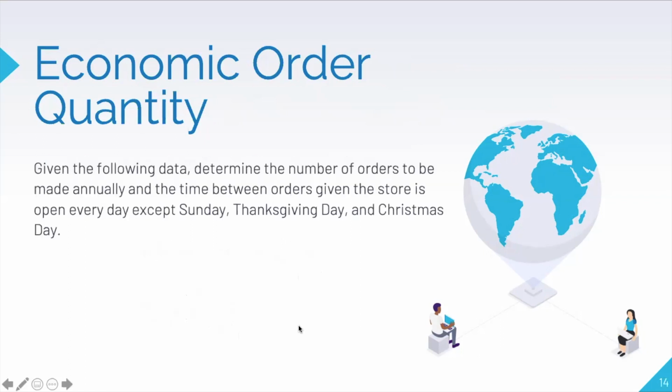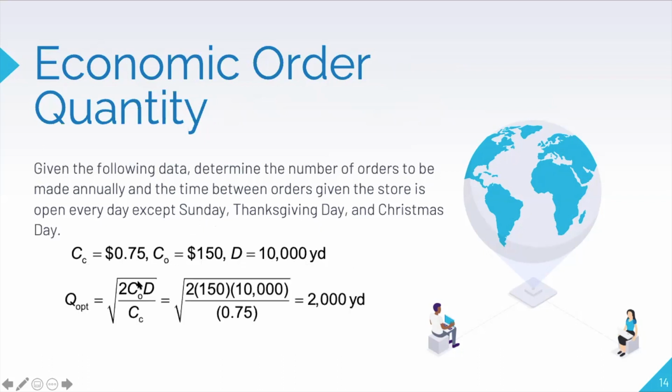So for example, given the following data, determine the number of orders to be made annually and the time between orders, given the store is open every day except Sunday, Thanksgiving Day, and Christmas Day. So for example, the carrying cost is $0.75, the ordering cost is $150, and the annual demand is 10,000 yards. So if we substitute it in the formula, the square root of 2 times 150, the ordering cost, times 10,000, the annual demand, divided by 0.75, you square root that, the answer is 2,000 yards. Meaning, every time you order, you will order 2,000 yards.